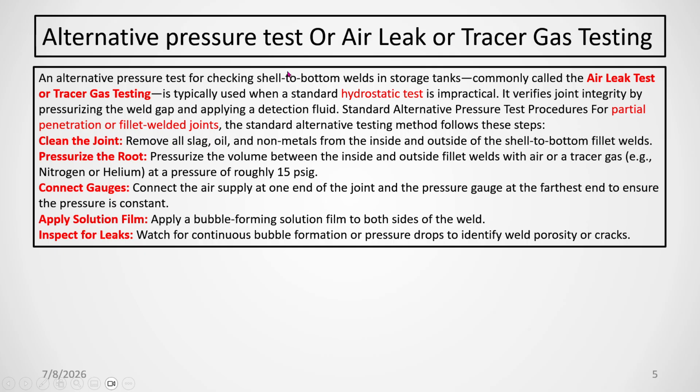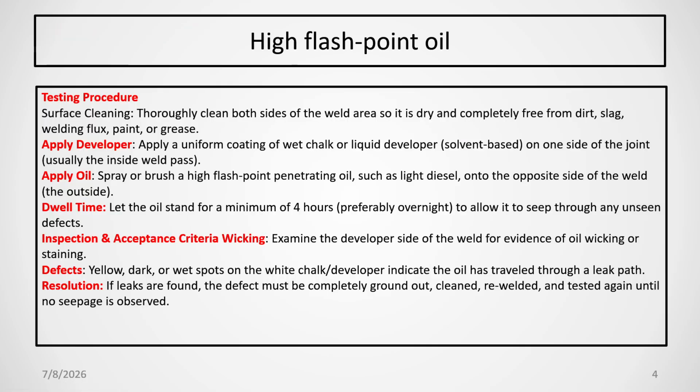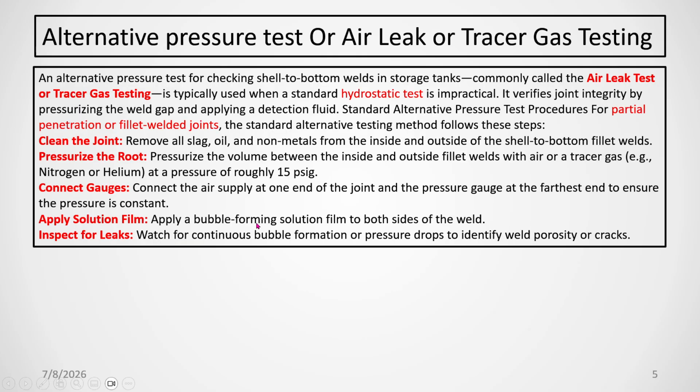Now, the alternative pressure test. What is this? This pressure test is normally called the air leak test, or the pressure gas leak test. Do you see? This is the pressure gas leak test, air leak test. This is also one type of test required to see the condition of the welding joints.